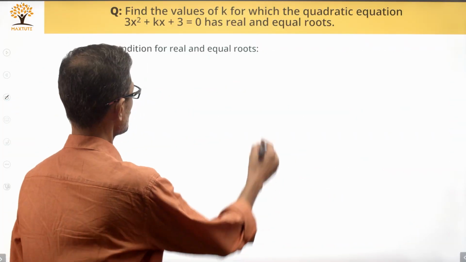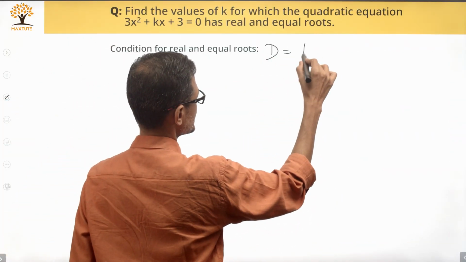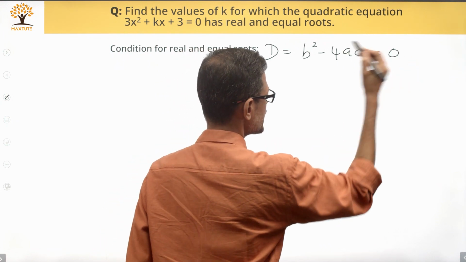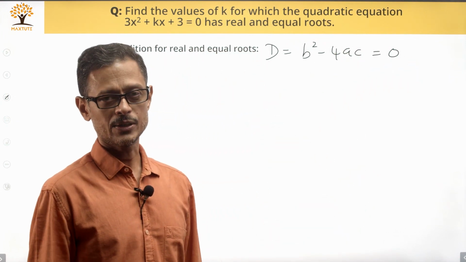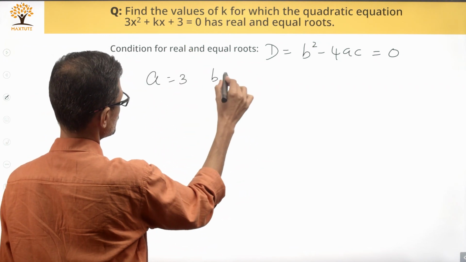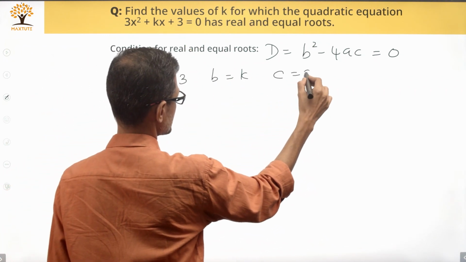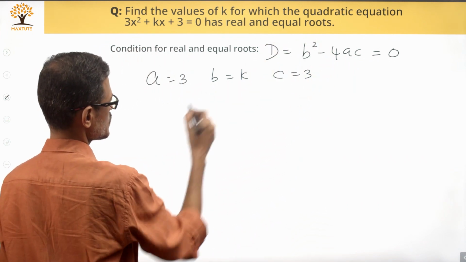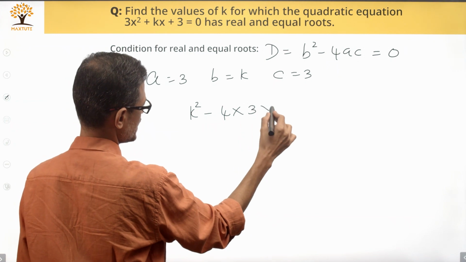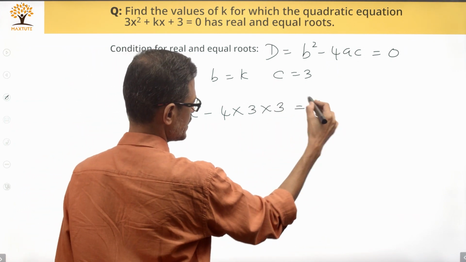So, what is the discriminant of a quadratic equation? Discriminant of a quadratic equation is b square minus 4ac. This should be equal to 0 for real and equal roots. In the given equation, a is equal to 3, b is equal to k and c is equal to 3. Substitute all of that here. So, b square will be k square minus 4 times a, which is 3, c, which is again 3, is equal to 0.